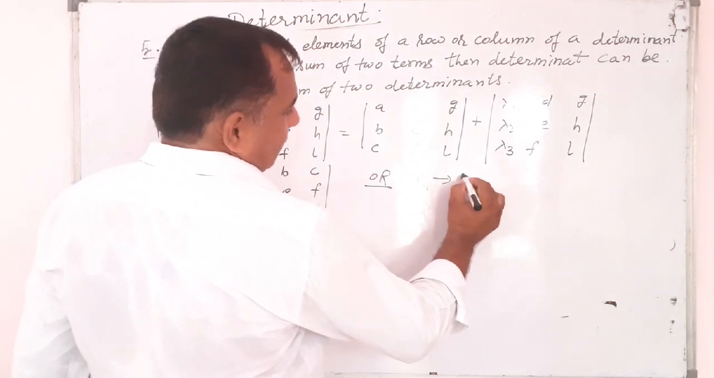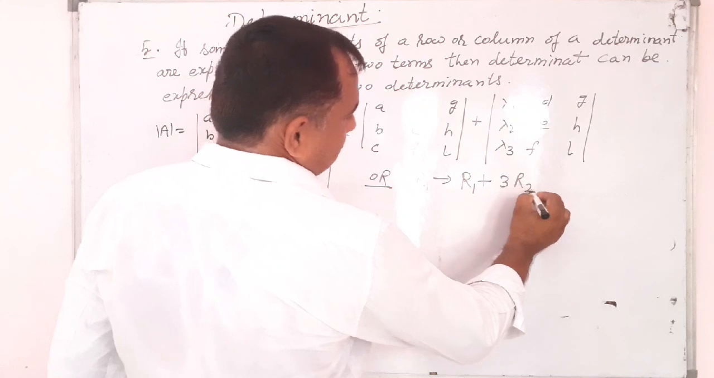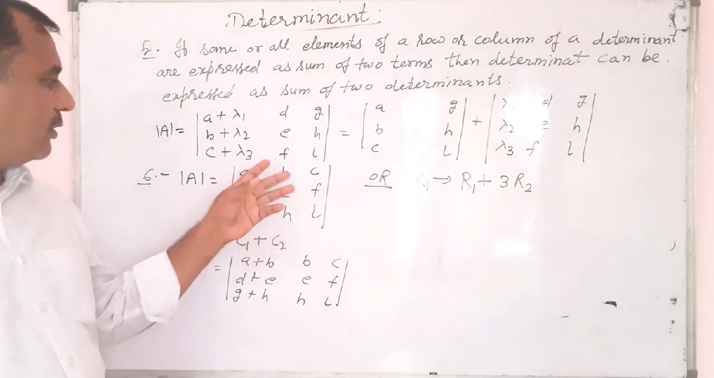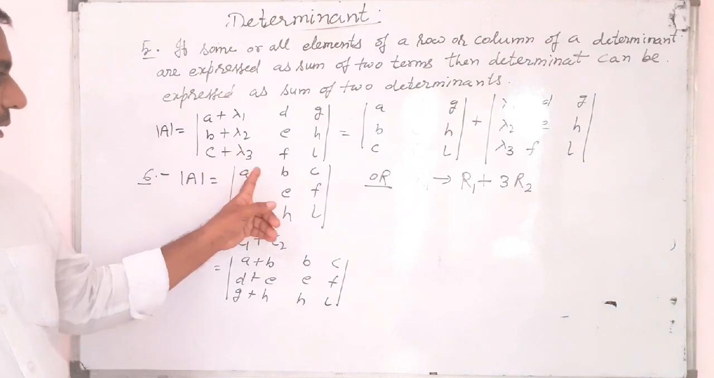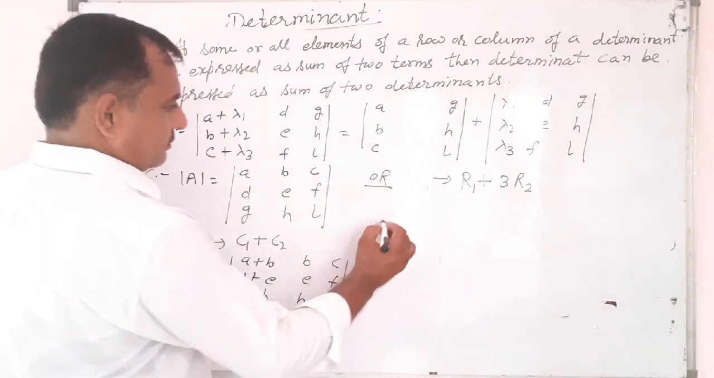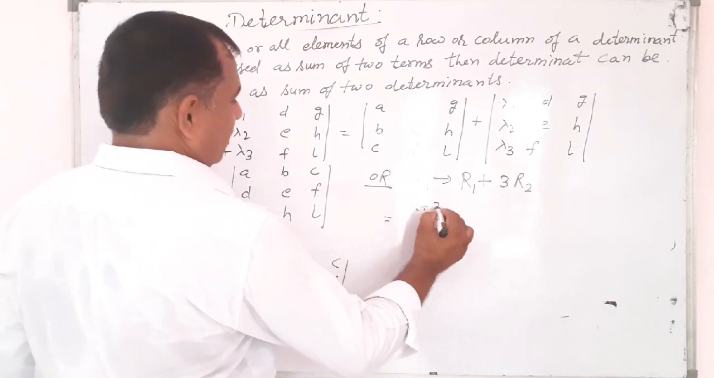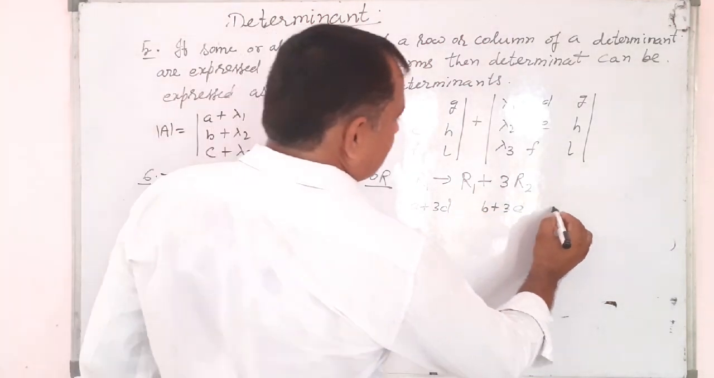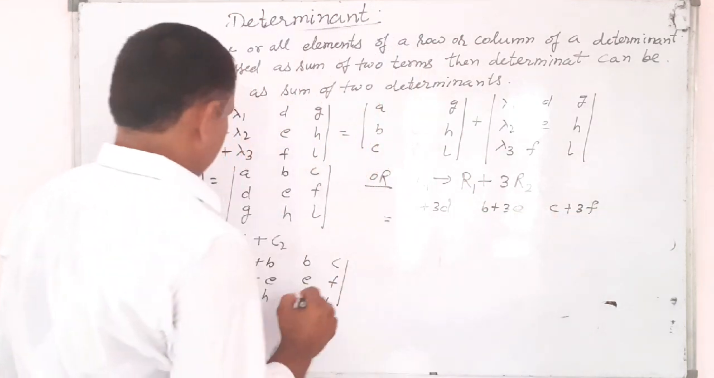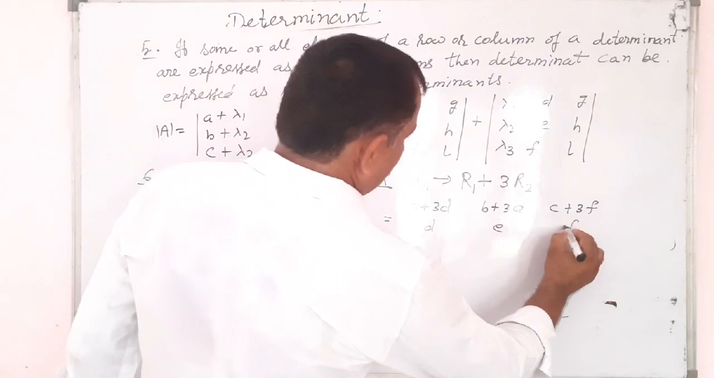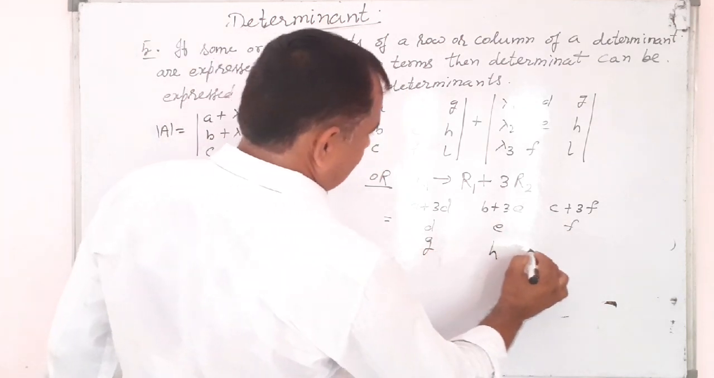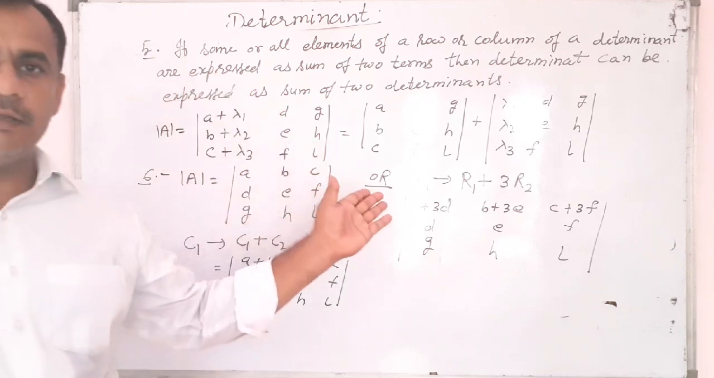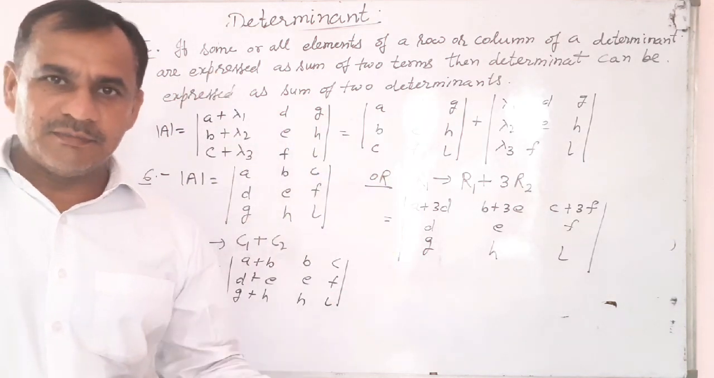R1 replaced by R1 plus 3R2. All the elements of R2 are multiplied by 3 and added to the corresponding elements of R1, and R1 is changed: A plus 3D, B plus 3E, C plus 3F, D, E, F, G, H, L. These are the properties of the determinant. Now we come to the questions, problems, how to solve the problem.